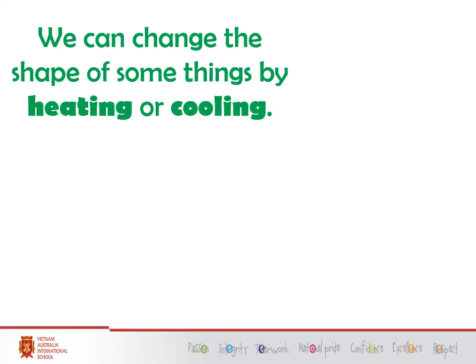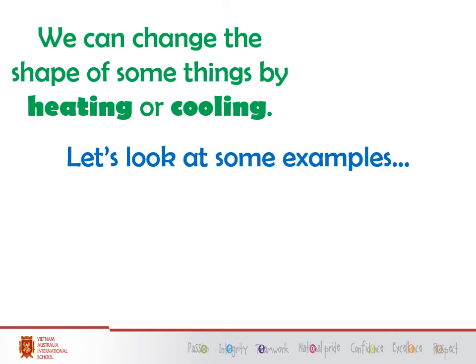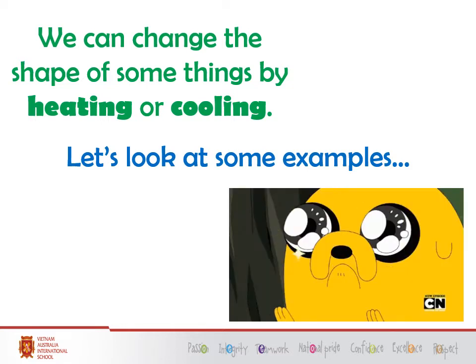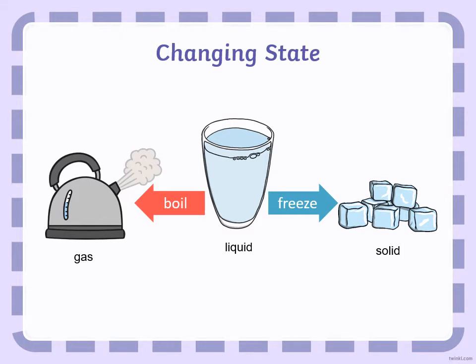We can change the shape of some things by heating or cooling. Let's look at some examples. Changing state. Liquid. You can have a glass of water. On the left side, if we boil it, it turns to gas. On the right side, if we freeze the water and liquid, it turns to solid.